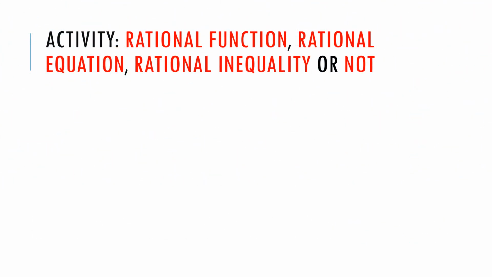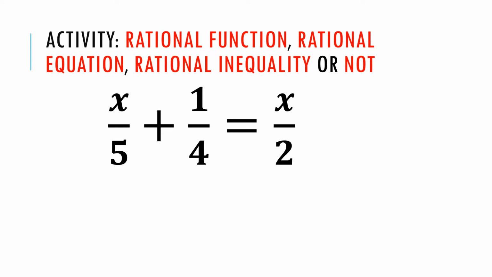But before anything else, let's have an activity. You are going to distinguish if the given is a rational function, rational equation, rational inequality or not. I will give you 5 seconds to answer, or you may pause this so you can have more time to think. Here's the given. x over 5 plus 1/4 equals x over 2. Timer starts now.